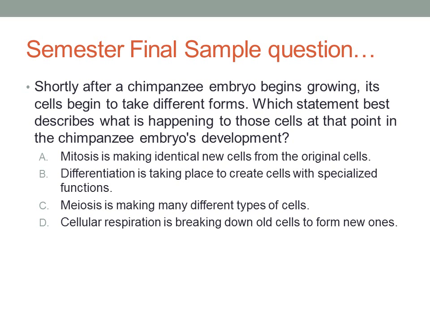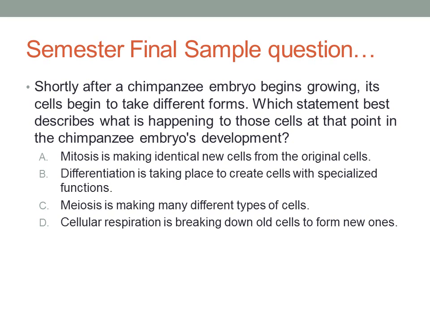So here's a sample question from the semester final. Shortly after a chimpanzee embryo begins growing, its cells begin to take different forms. Which statement best describes what is happening to those cells at that point in the chimpanzee embryo's development? Is it A, mitosis is making identical new cells from the original cells?